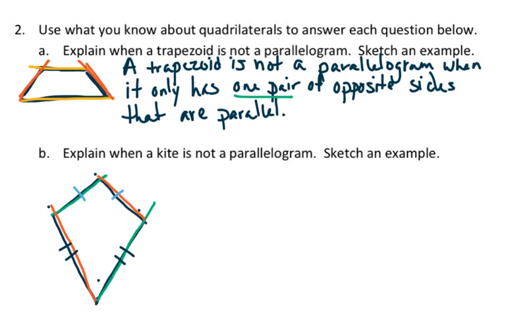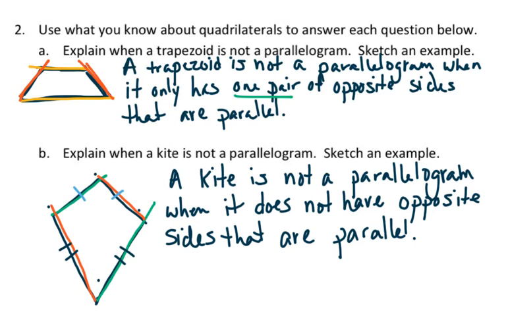So let's write our explanation for that. And that reads, a kite is not a parallelogram when it does not have opposite sides that are parallel.